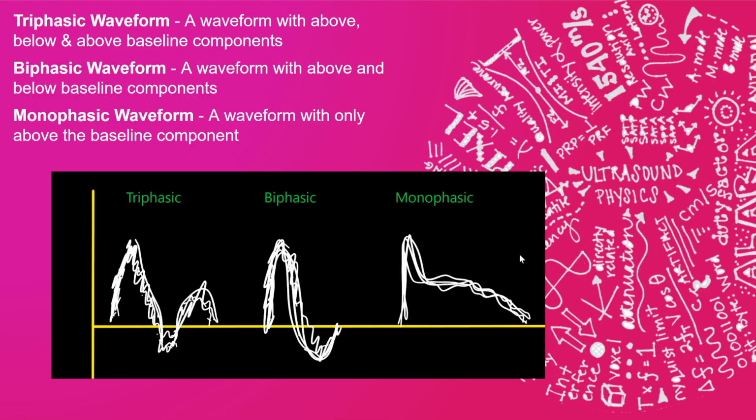So remember, pulsatile was anything that reacted to heart contractions that had varying velocities. These all have varying velocities. They're reacting to the heart. It all depends on where these blood cells are going, and that determines what your waveform will look like. So triphasic, above, below, above. Biphasic, above, below. Monophasic, everything stays above.